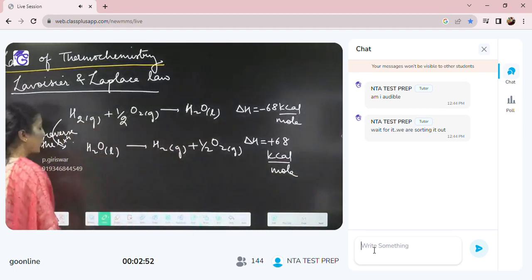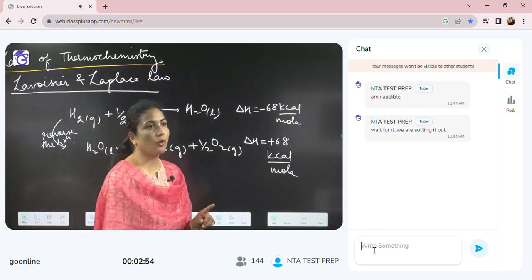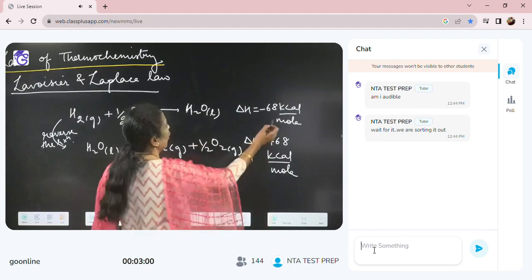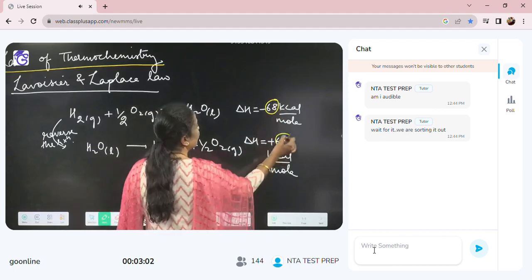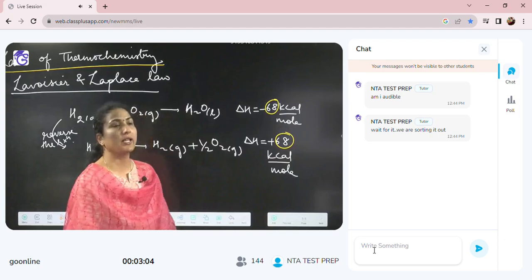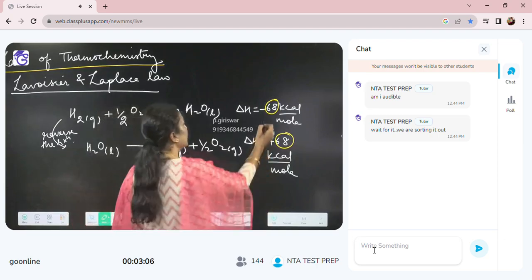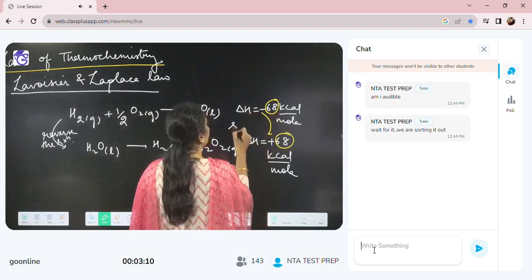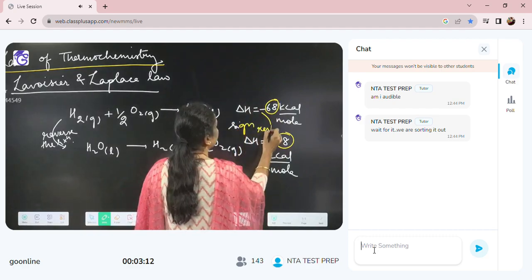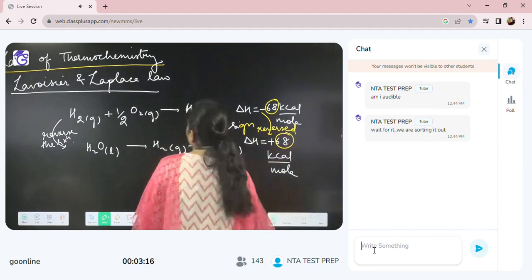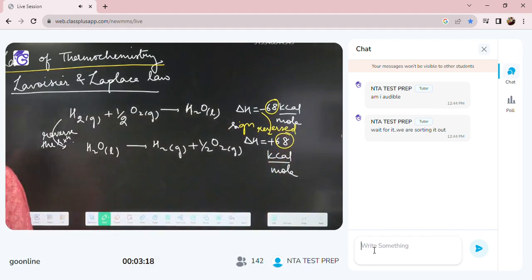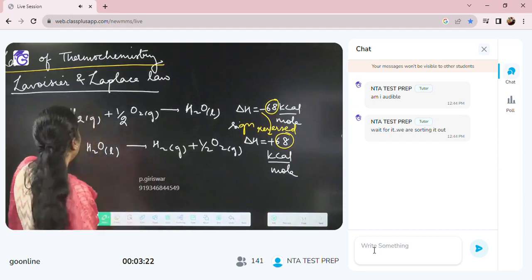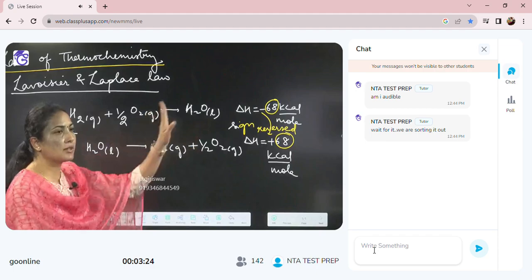So that means according to this law, what you should take care of, that if at all I am reversing any reaction, then the magnitude of this particular delta H is not changing. Magnitude of delta H reaction does not change. Only thing that is changing is the sign of this delta H. So sign reversed, I'll write down. Sign reversed. Got it? That's only your Lavoisier and Laplace law. Write it down. I'm not giving you a statement. It is very clear. If you are reversing the reaction, simply you reverse the sign. Okay?